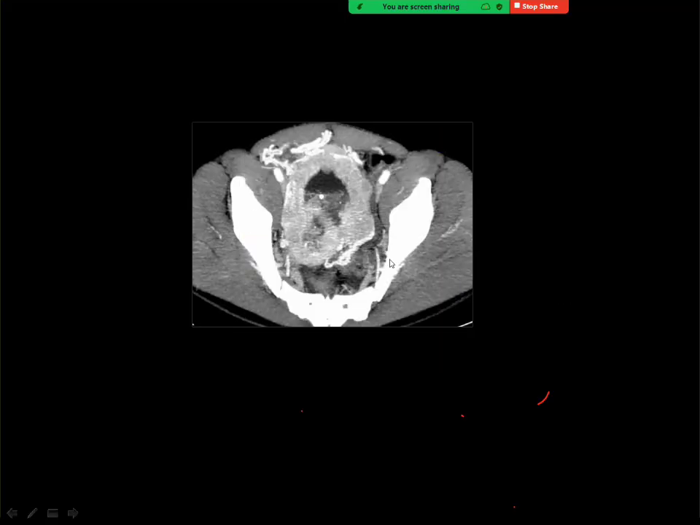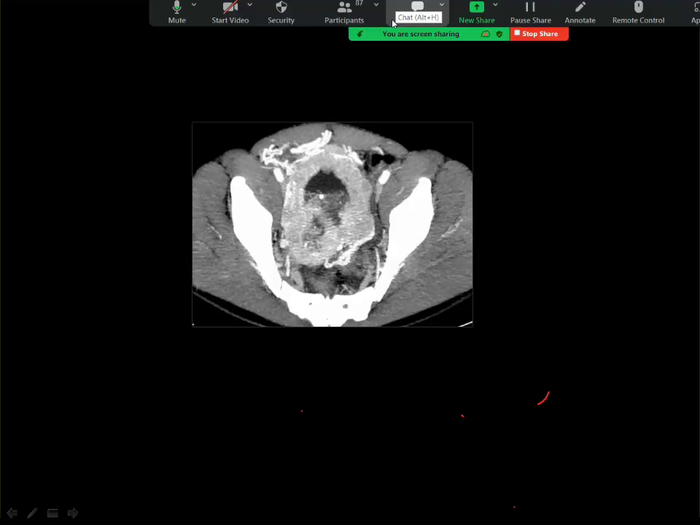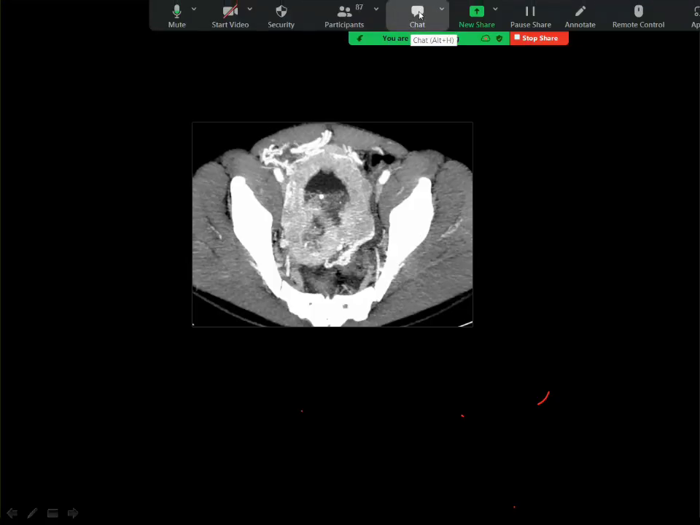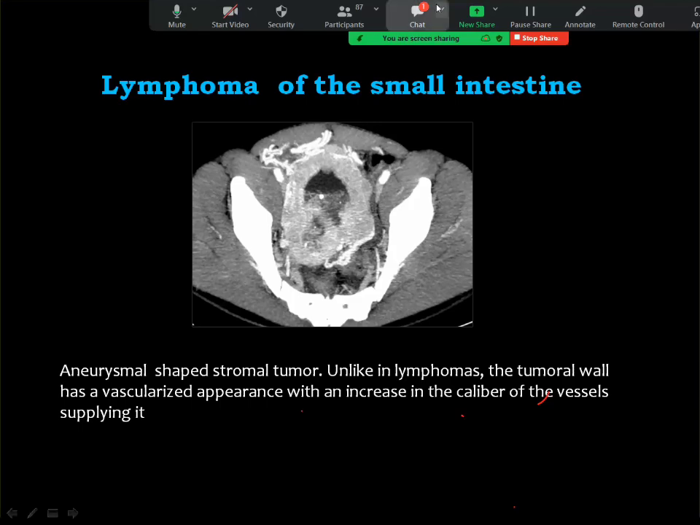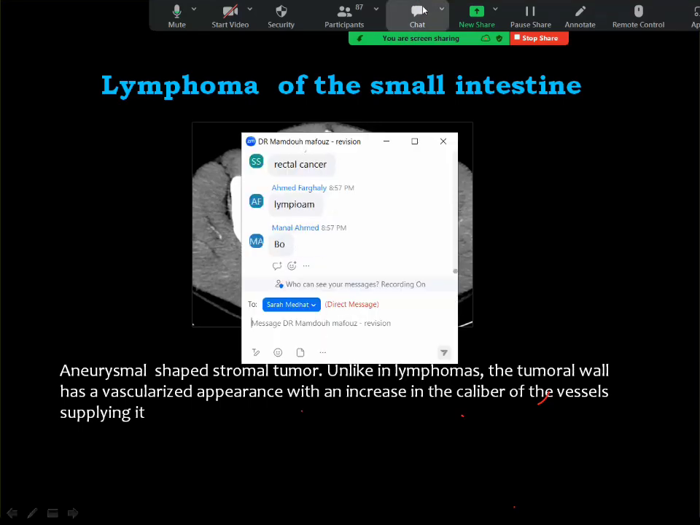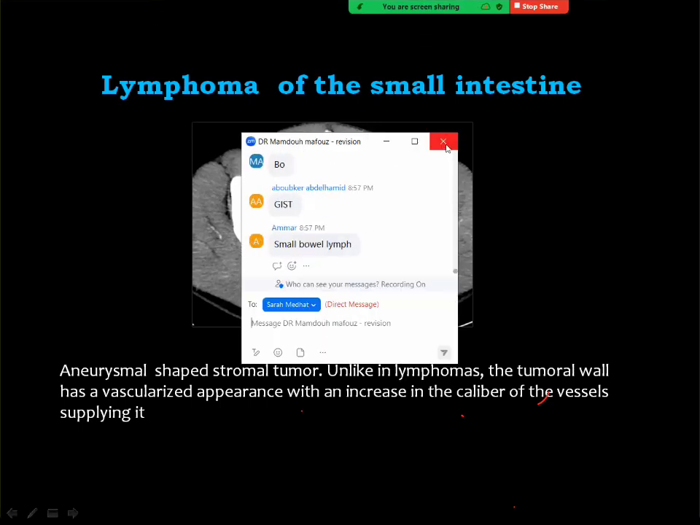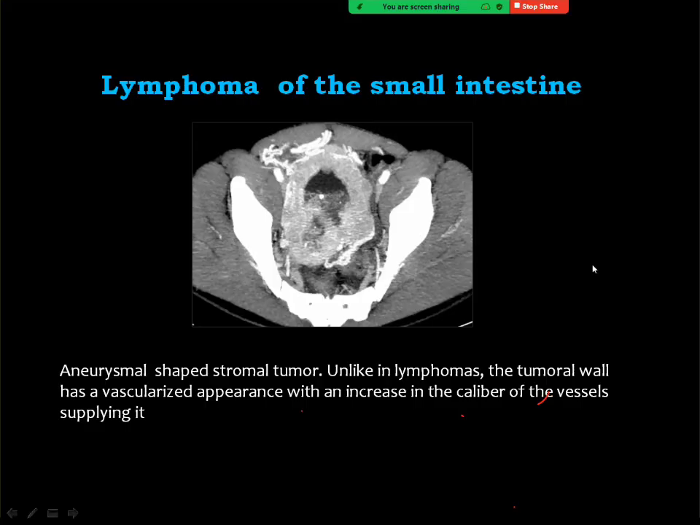Okay, this is not the rectum, this is a small bowel loop. And this small bowel loop is markedly thickened with trapped air and fluid inside, which is very characteristic, of course, of a small bowel lymphoma. Then this is lymphoma, yes, this is lymphoma. Okay, next case.